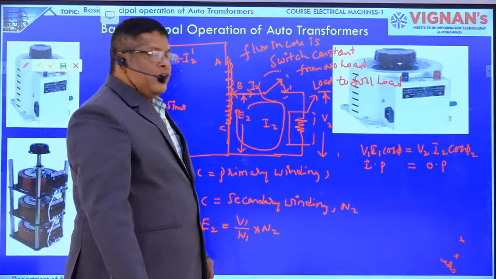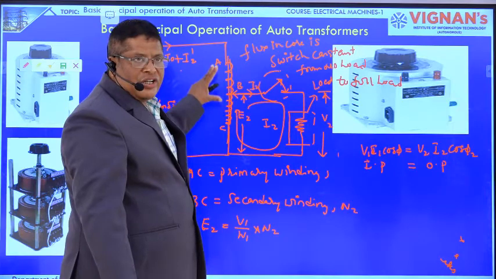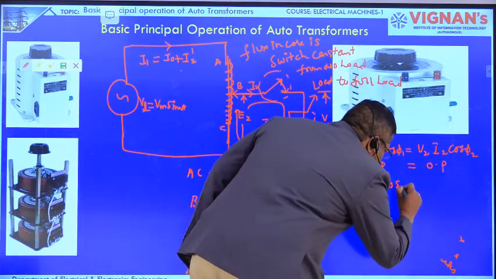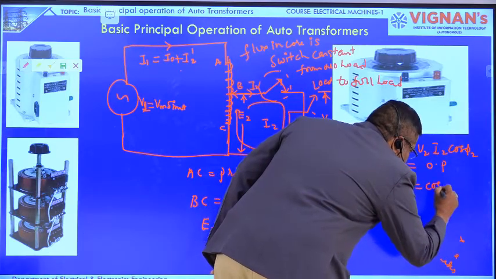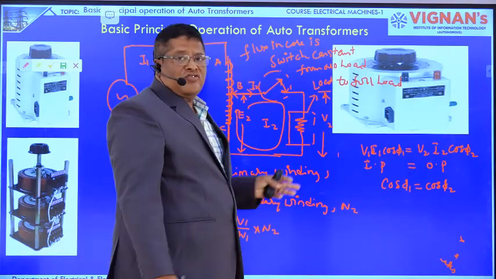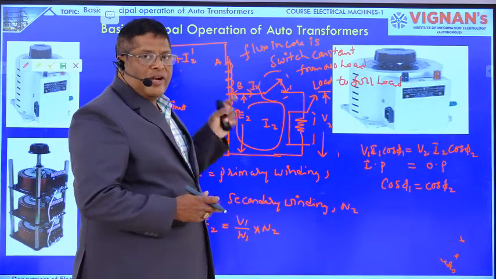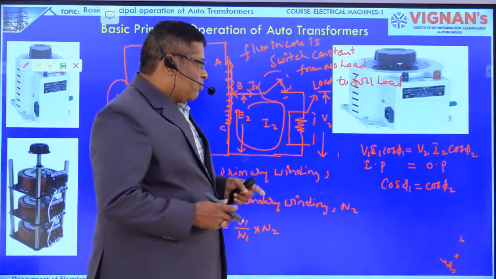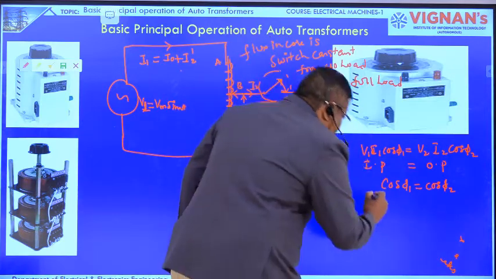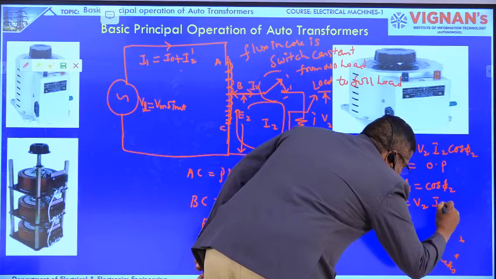Okay. Next, if we neglect the voltage drop in an auto transformer, now cos phi 1 equals cos phi 2. So we have taken this auto transformer as an ideal transformer, we have neglected the losses as well as the voltage drop in the auto transformer also. So whenever we neglect the voltage drop in the auto transformer, the input power factor equals the output power factor. Now the above equation becomes V1 I1 equals V2 I2.